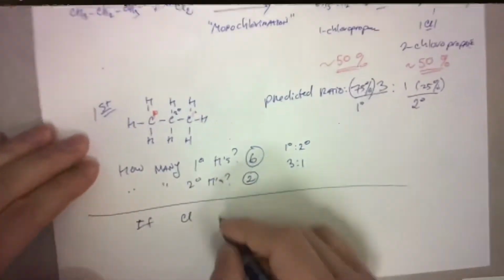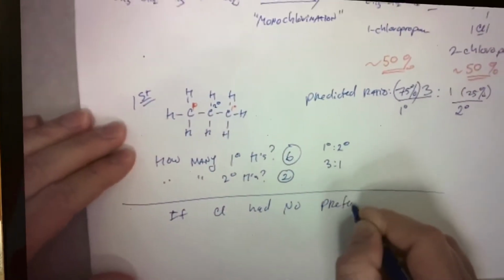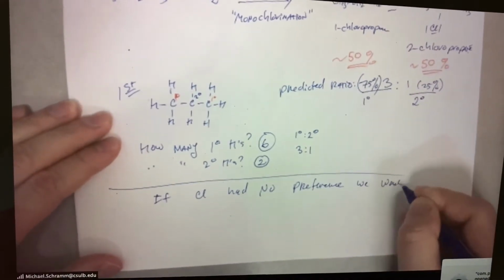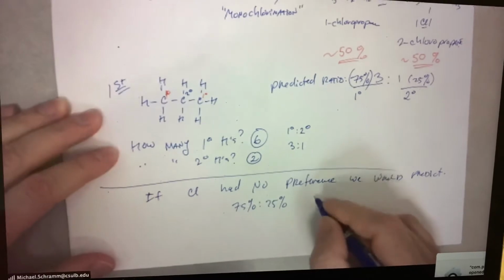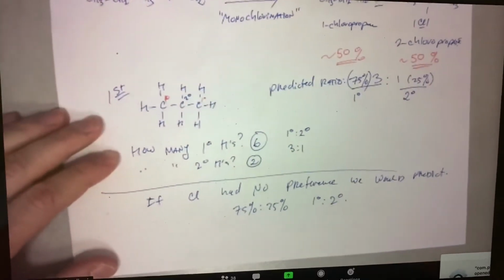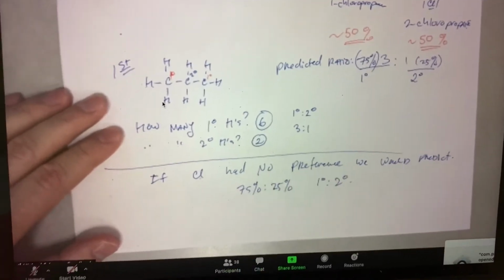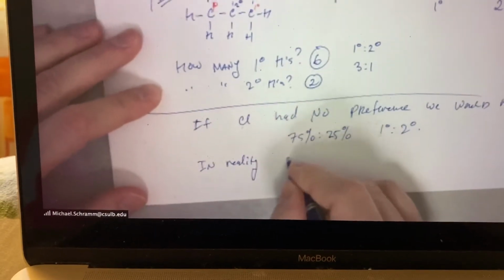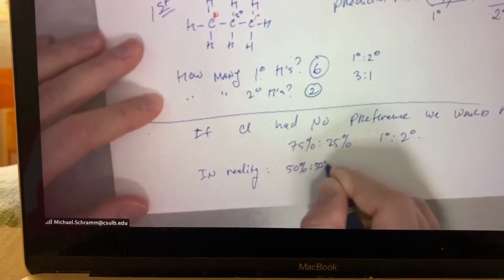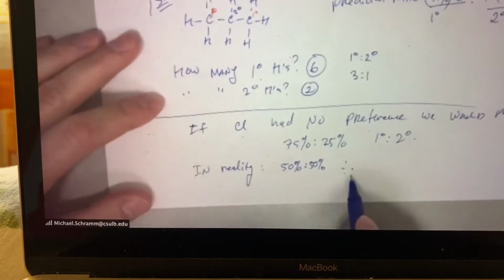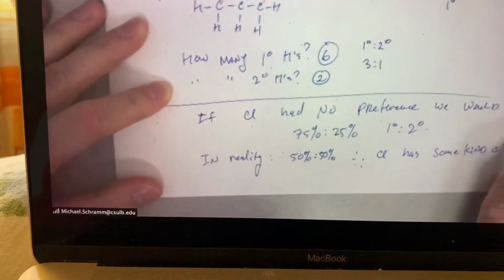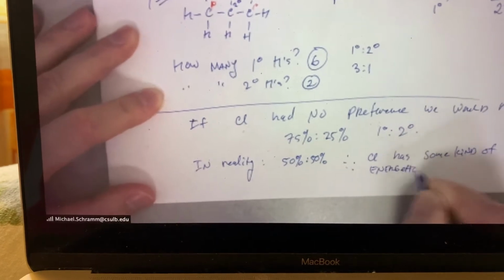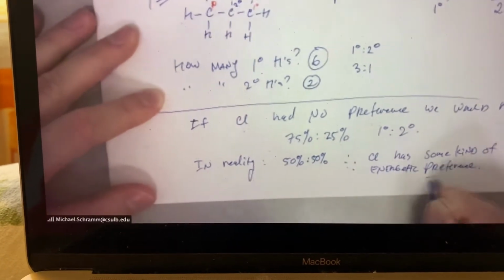If chlorine had no preference, we would predict a 75% to 25% product distribution of primary to secondary products. When the reaction is actually done, we saw something different. In reality, we saw a 50% to 50% yield. And what this is telling us is, therefore, chlorine has some kind of energetic preference.